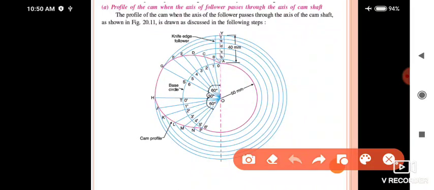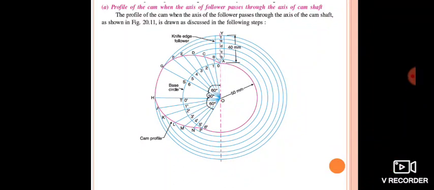I told this in the class itself very clearly. Don't forget, make a dark line that will show the cam profile clearly. So this is all about the profile of the cam when the axis of the follower passes through the axis of the camshaft. So here the follower's central axis passes through the center axis of the camshaft. So this is the given condition we solved.